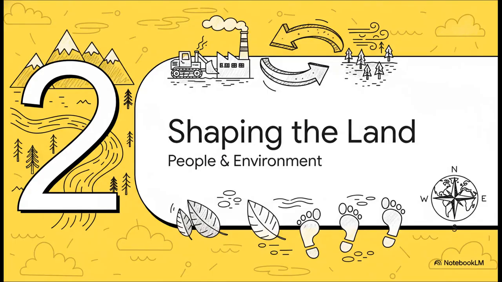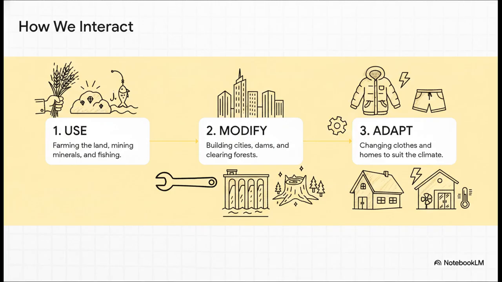All right, so we have these very distinct places. The next question is, how have people and the environment shaped each other? This brings us to human-environment interaction. Geographers have a really simple way of breaking this down. We do 3 basic things. We use the environment, we farm it, we mine it, we fish it. We modify it, we build cities, construct dams, clear forests. And of course we have to adapt to it. We wear the right clothes, build the right kind of houses, that sort of thing.